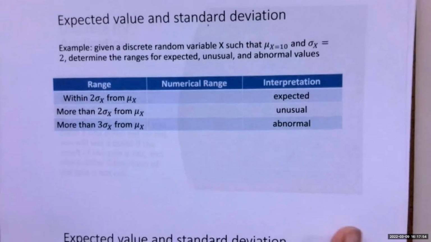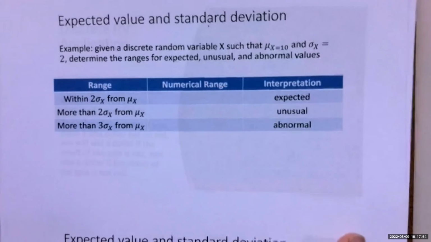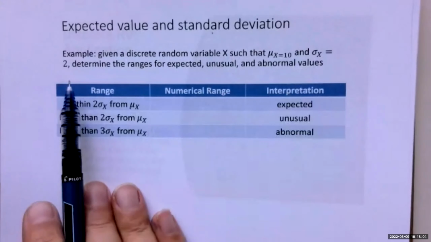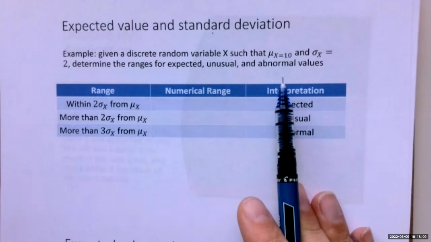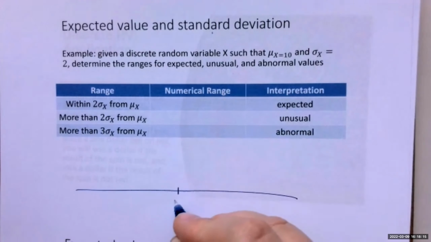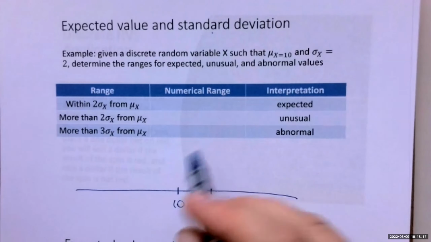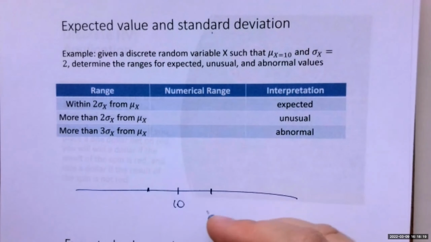So here's an example. Let's take a look. We are given a discrete random variable such that the mean is 10, the standard deviation is 2. Determine the ranges for expected, unusual, and abnormal values. All right, so let's graph this situation. Mean is 10. So one standard deviation to the right is going to be 10 plus 2, so that's 12. And one standard deviation to the left is 10 minus 2, which is 8.